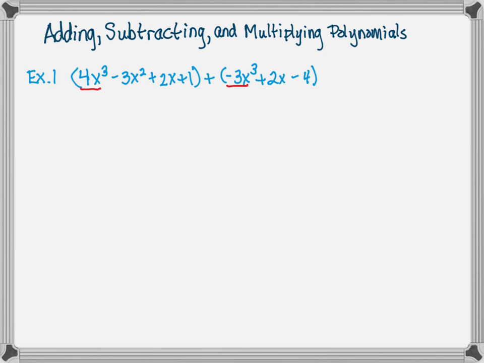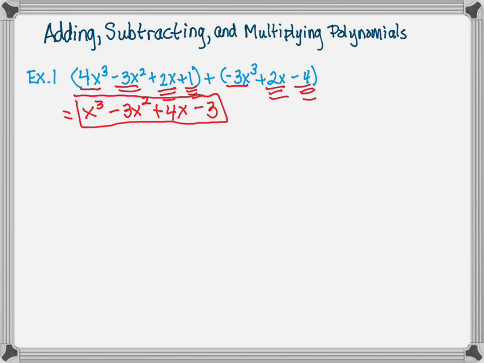So I have 4x cubed and negative 3x cubed. Those combine to form x cubed, or 1x cubed. Then I have negative 3x squared, and I don't have any other x squared terms. That's my only x squared term, so it stays negative 3x squared. I have 2x, I have another 2x. Those combine to form 4x. And for constants, I have 1 and negative 4. Those combine to form negative 3. So my sum is x cubed minus 3x squared plus 4x minus 3.